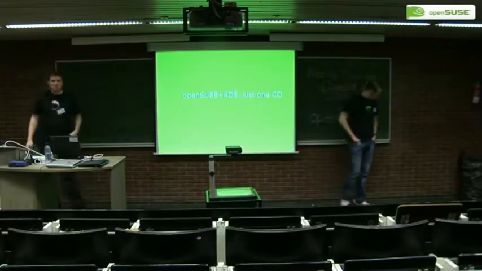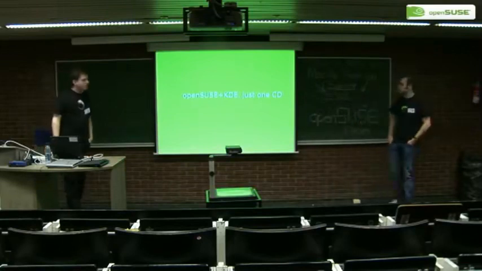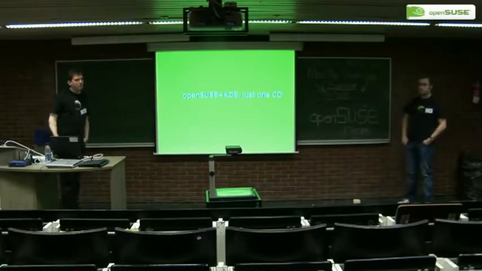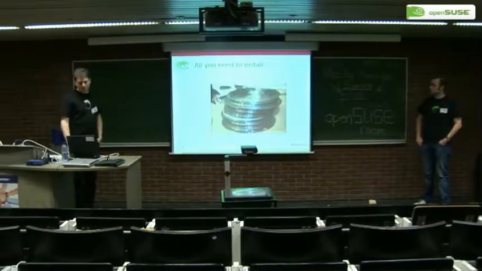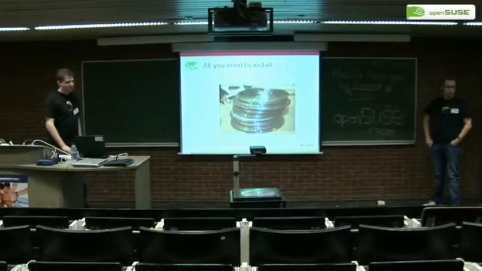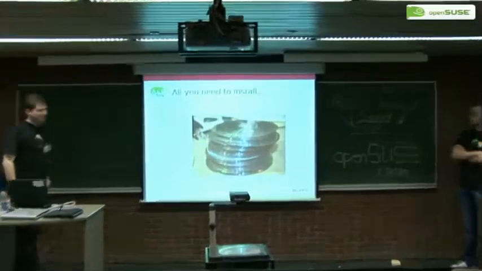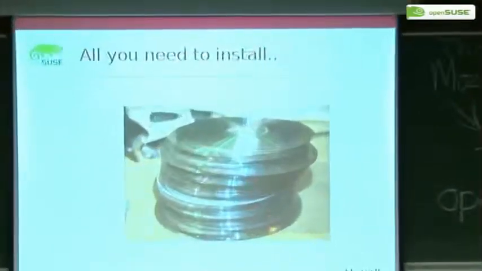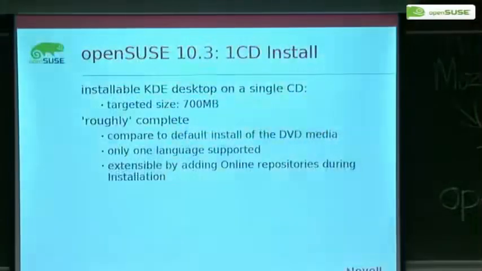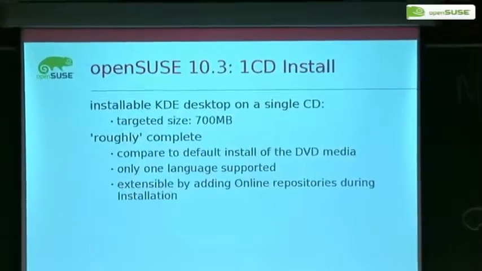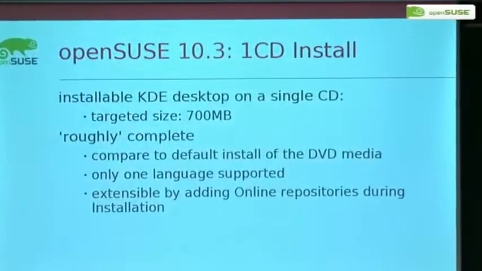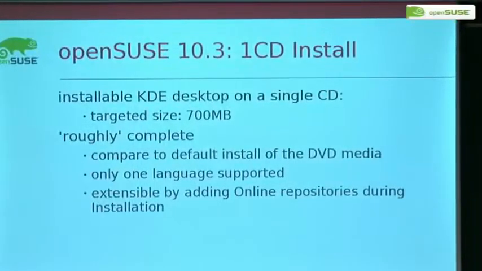What you probably already know if you used the 10.3 version is that we changed the way you have to install openSUSE. Previously you needed this stack of files to install openSUSE. We thought that's a little bit too much, so we did a one CD install. Our target was that you download one CD and you get something that is roughly complete. It should be compared to the default install of the DVD media.